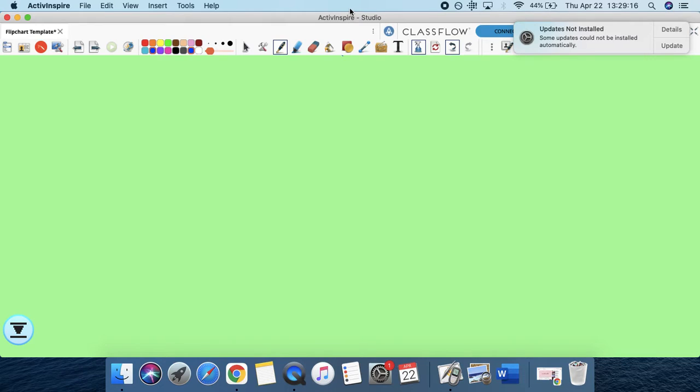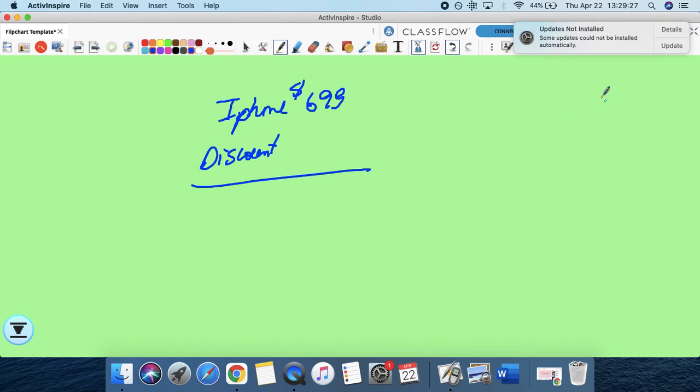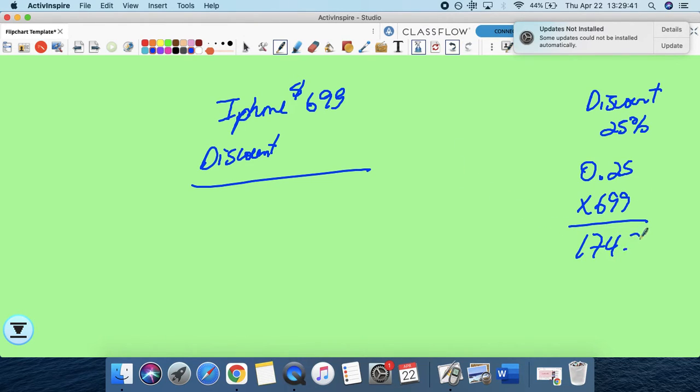13, iPhone. So the iPhone was $699. There's a 25% discount, so let's find the discount. So discount is 25%, or 0.25, multiplied by $699, and you get $174.75. So we have to restar esto, 174.75.